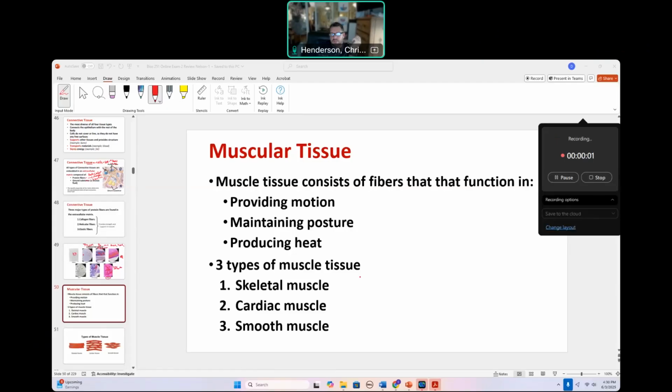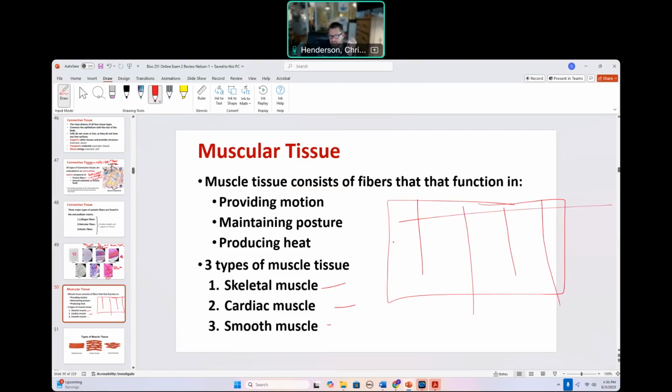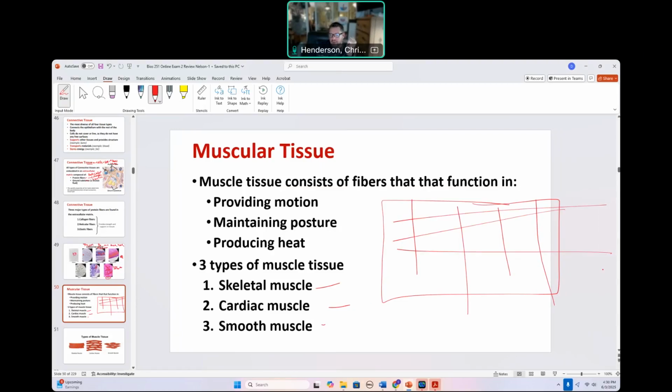Muscular tissue. There are three types of muscular tissue: skeletal, cardiac, and smooth. You should make a chart like something like this, because you're going to need this for your muscular chapter next semester.